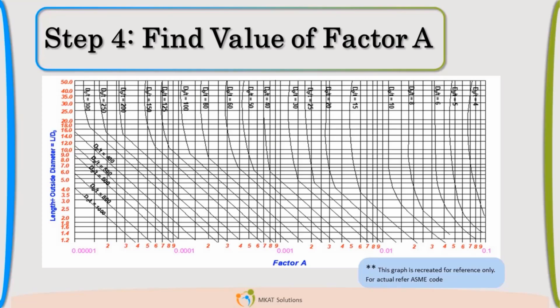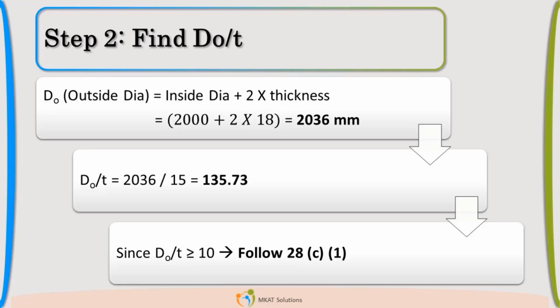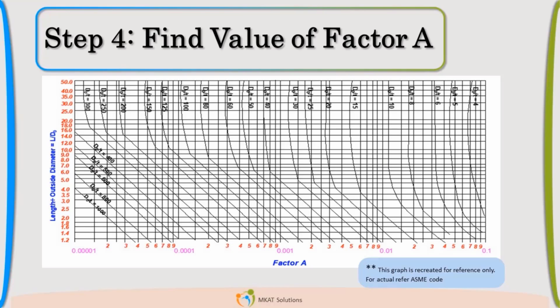Now what was our L by D ratio and D naught by T? L by D was 2.1, and D naught by T was 135. So 2.1 and 135. Let us try to find the factor A from this graph. For that, first I'll draw a horizontal line by taking 2.1. Yes, you can see here on this side the L by D naught ratio. So at 2.1, I'll draw a complete horizontal line.